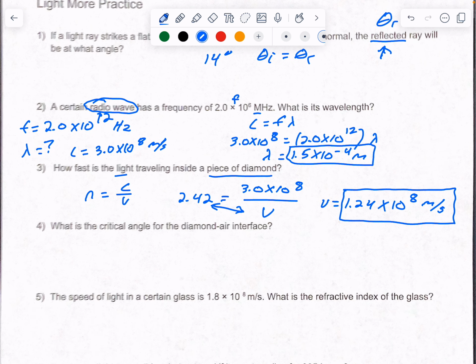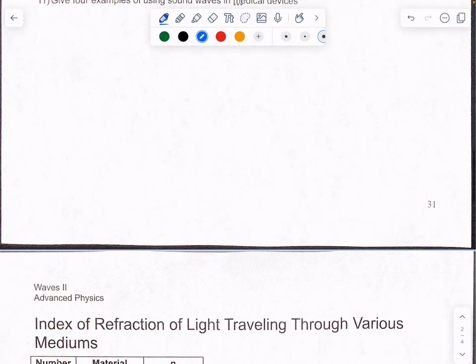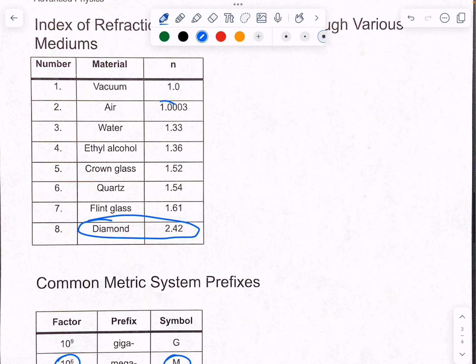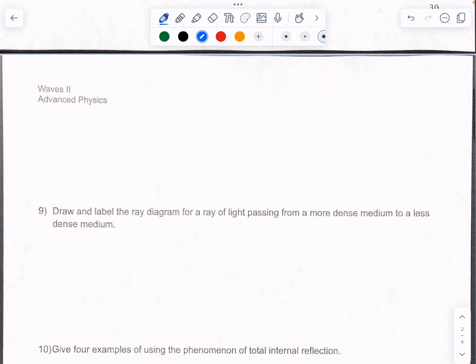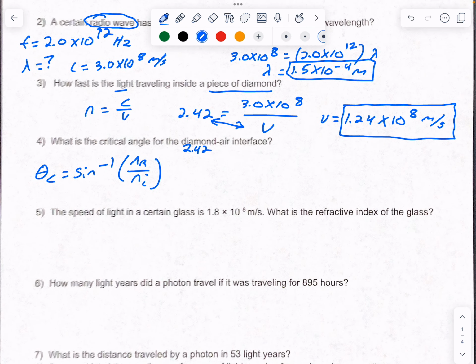Number 4, what is the critical angle for a diamond-air interface? Remember we had this equation right here. The critical angle is inverse sine of NR over NI. You have to figure out, it just says diamond air. It doesn't say which way you're going. So diamond we know is 2.42. If you go down to this box on the other page, air is 1.0003. So now you know your indexes of refraction.